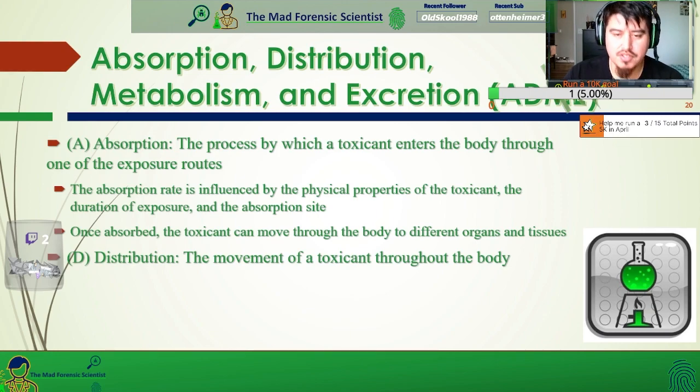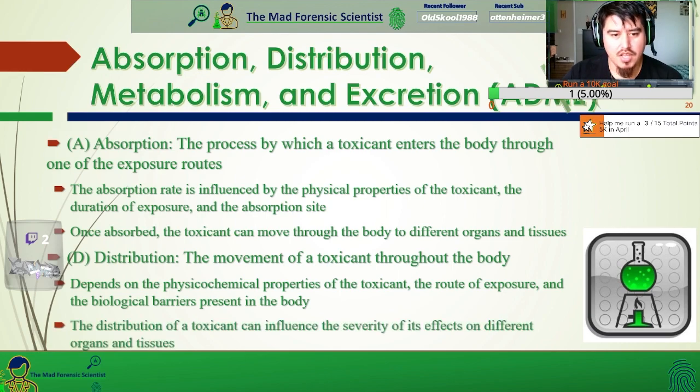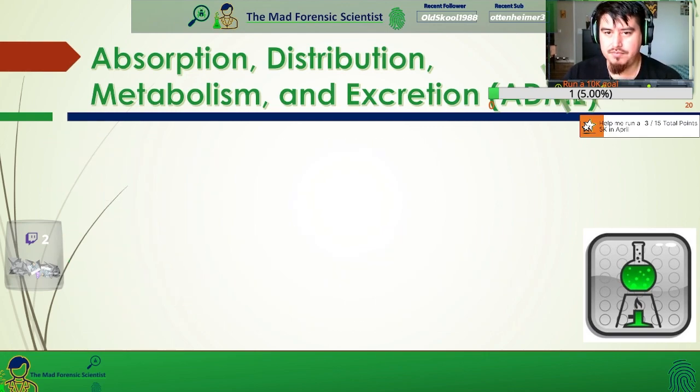And that's distribution. It's the movement of the toxicant throughout the body. It depends on physiological properties, physiochemical properties of the toxicant, the route of exposure, and biological barriers present in the body. The distribution of a toxicant can influence the severity of its effects on different organs and tissues. So the ability of the drug or toxin to disperse throughout the body is going to have an impact on the effect.